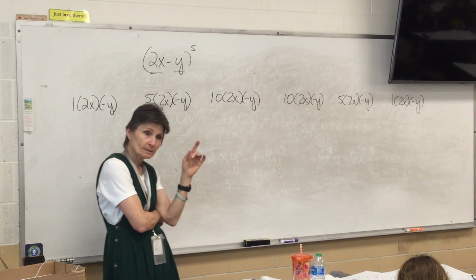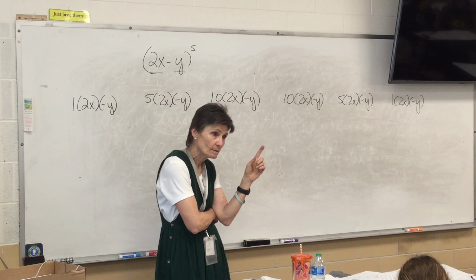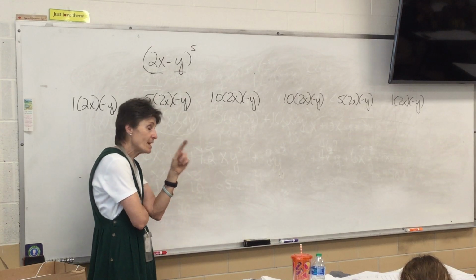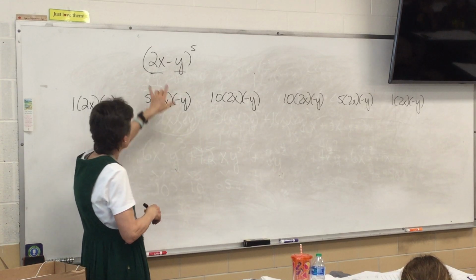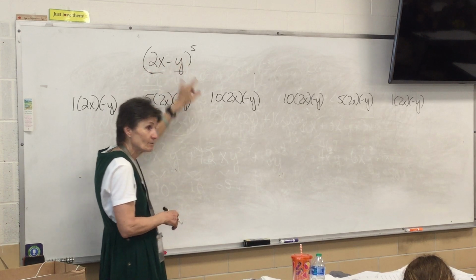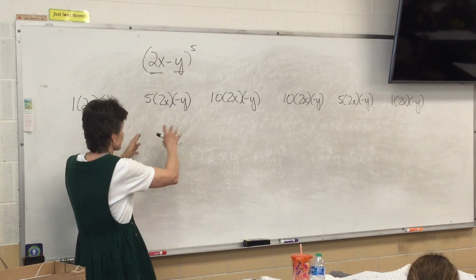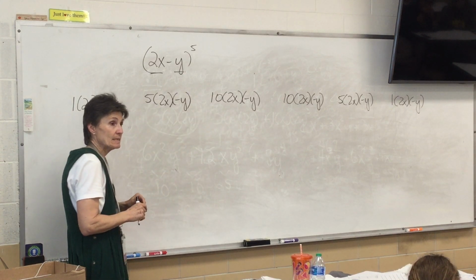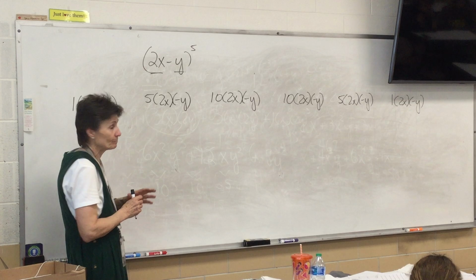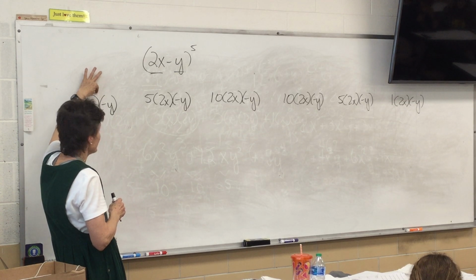Okay, let's review. First thing I did was write down the numbers in the 5th row. Then, next to each of those numbers, I put 2x and negative y, those are the 2 parts of the problem, in parentheses next to each one. Now I'm going to put my powers on. What power is going to go on my x term right here?